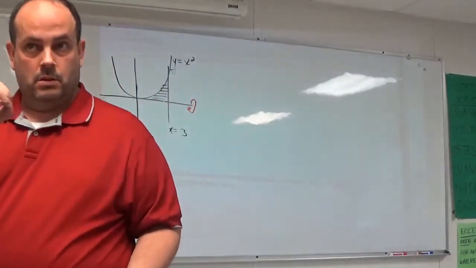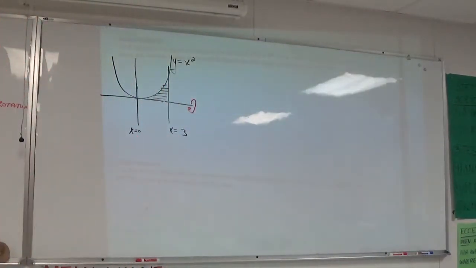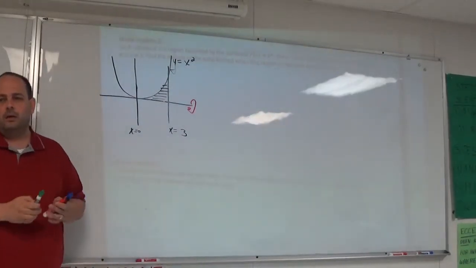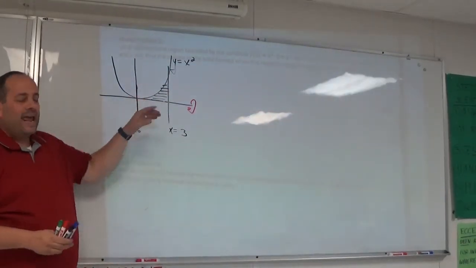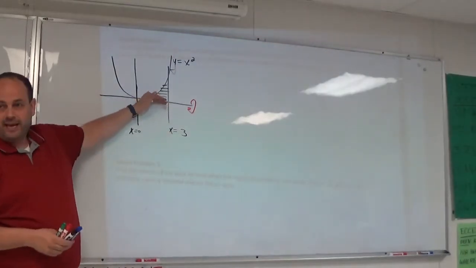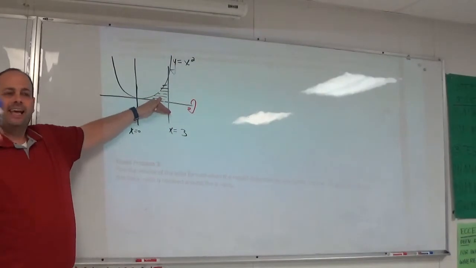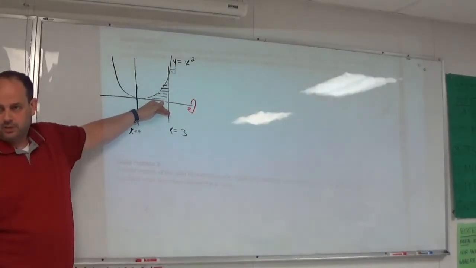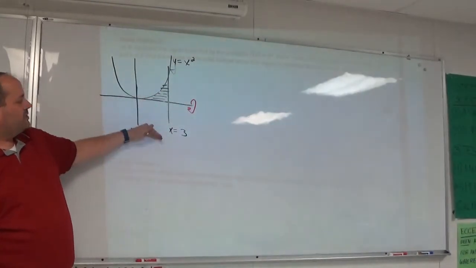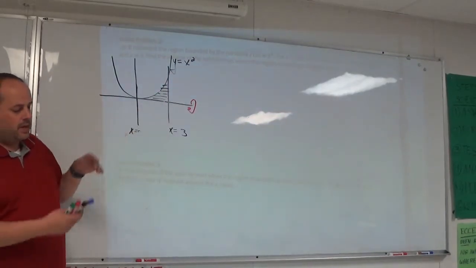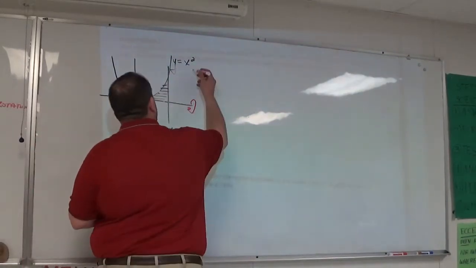Solid. We're good with solid? Yes. Okay, Jackie, one more time, why is it solid? Because it's rotating at the x-axis. And actually, it's not because it's rotating about the x-axis. Oh, because it's touching the x-axis. The region is touching not the x-axis, the axis of rotation. If I moved the axis of rotation, it would be hollow. Everybody okay? Okay, so we know that it's solid.